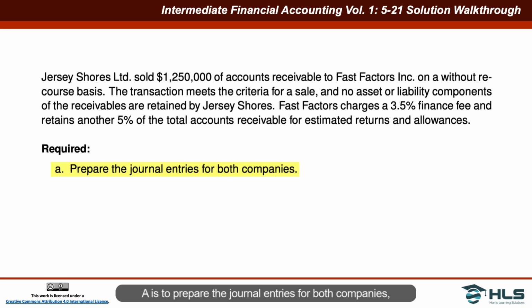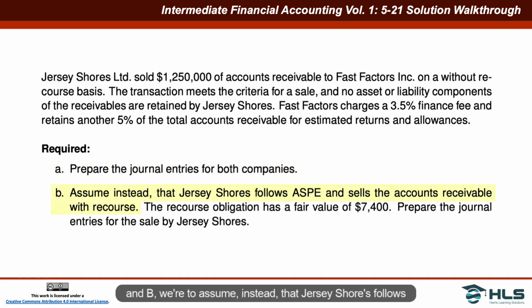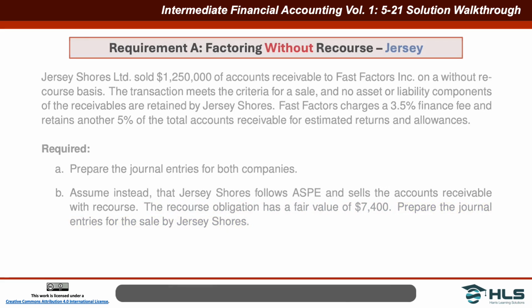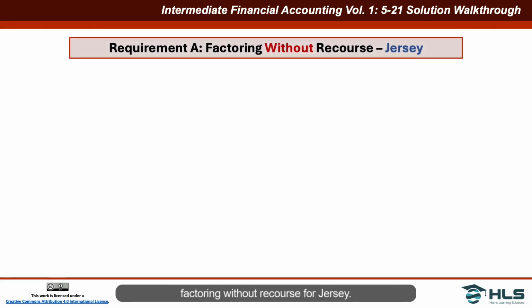A is to prepare the journal entries for both companies, and B, we're to assume instead that Jersey Shores follows ASPE and sells the accounts receivable with recourse. The obligation has a fair value of $7,400, and we want to prepare the entries for the sale by Jersey Shores. So let's begin with requirement A, factoring without recourse for Jersey.